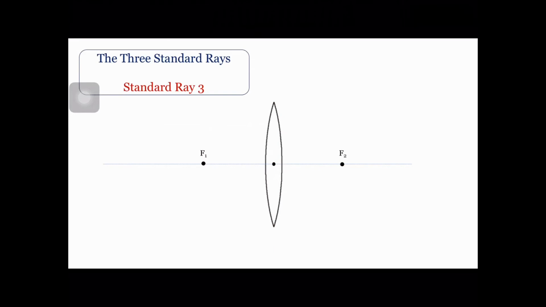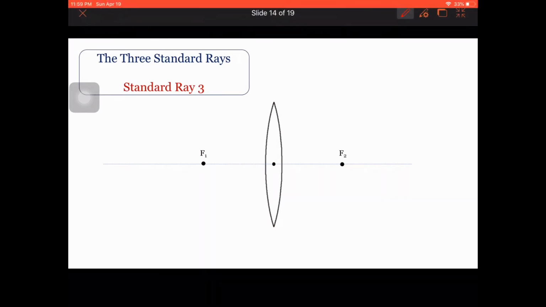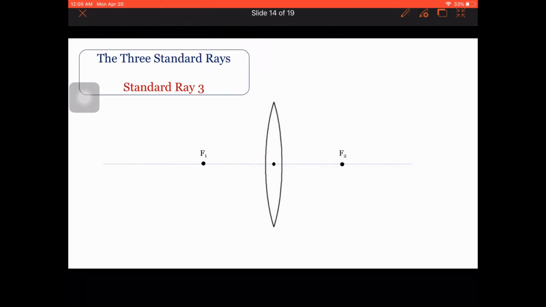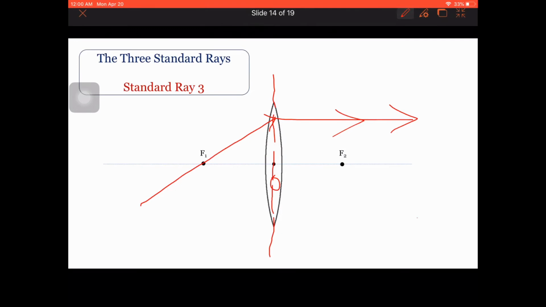Now, standard ray number 3 is this way. It's a light ray. Let's draw that. This is our imaginary line passing through our optical center. We have a light ray passing through the focus one, and it will hit the imaginary line passing through the optical center. After hitting this line, it will go parallel to the principal axis. So that is our standard ray number 3.